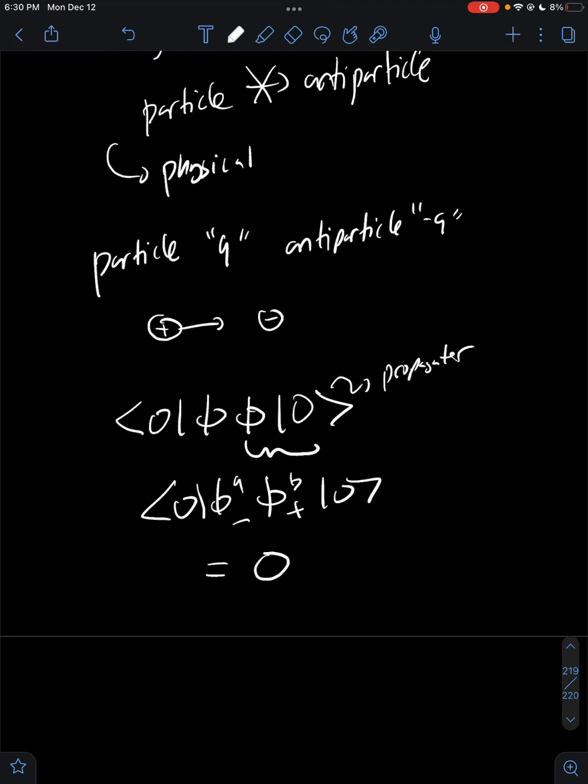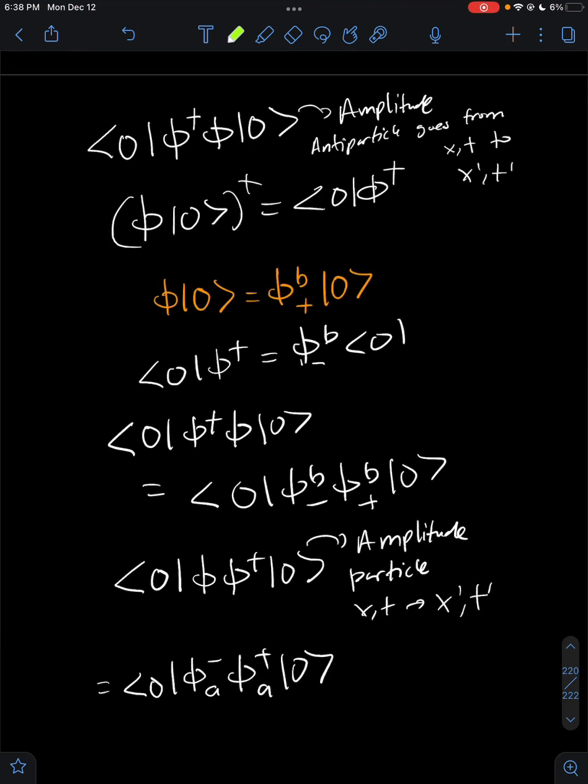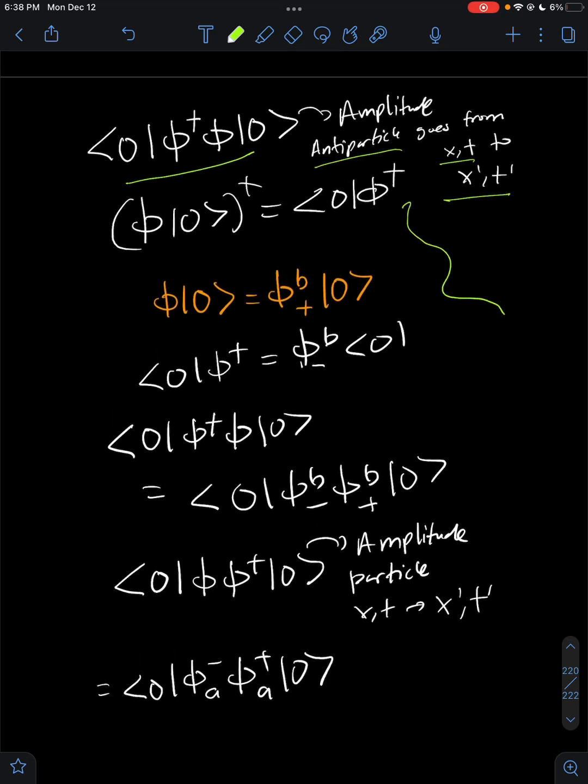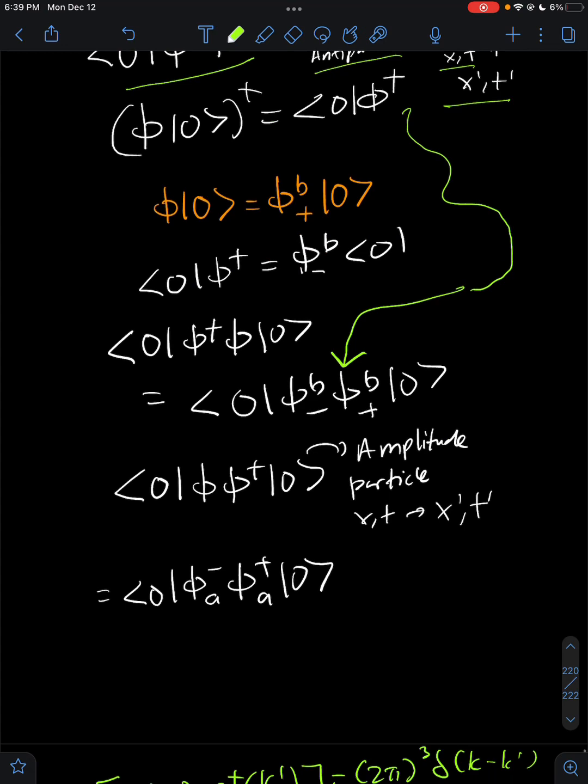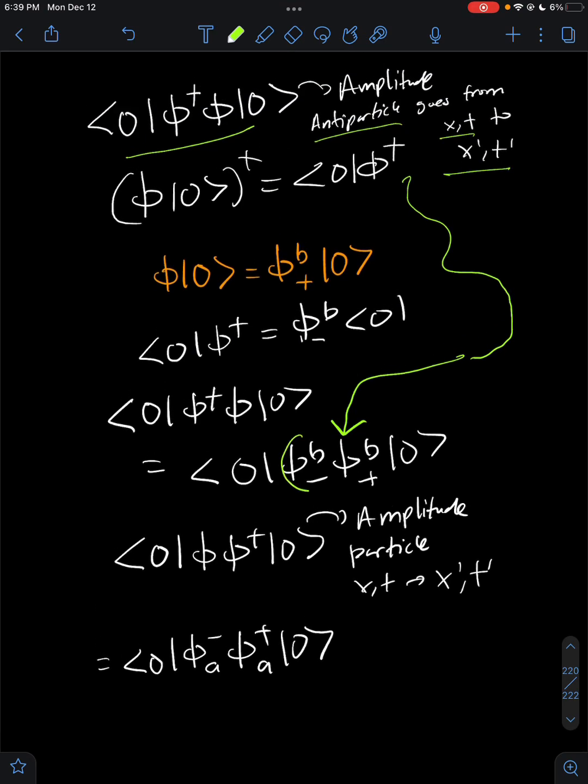So for a lot of these amplitudes, we're getting 0, but are there any non-trivial amplitudes that we can have? The answer is yes. Now we can look at this amplitude right over here. This is an amplitude that an antiparticle goes from x,t to x prime,t prime. And by working through the math, we do find out that it is actually non-zero. We do get this as a result. Now you might think that, hey, isn't this going to destroy the particle that this creates? That may seem like the case, but we technically have to expand the fields fully, and we'll find out that it's not actually the case.